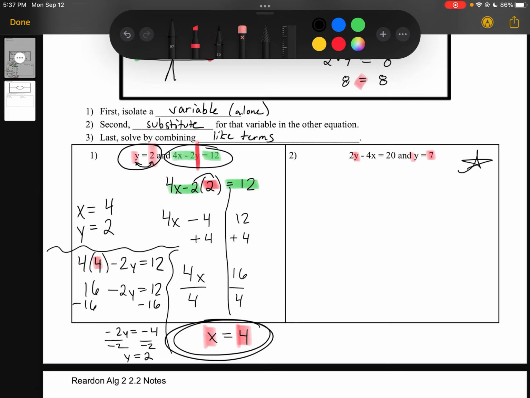All right, so steps for solving here. Everywhere that we see that red where the y went, we're going to replace it with a 7. So that used to be 2y there, but we get to replace this with a 7. So 2 times 7 gets us 14.